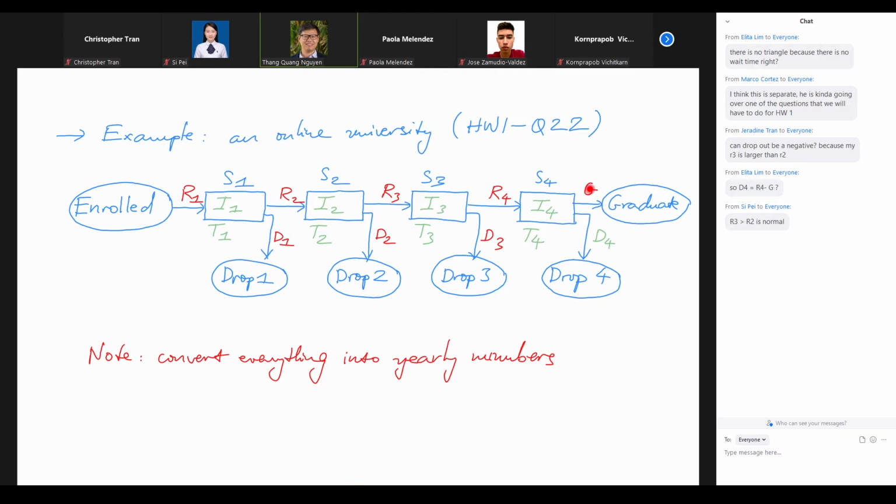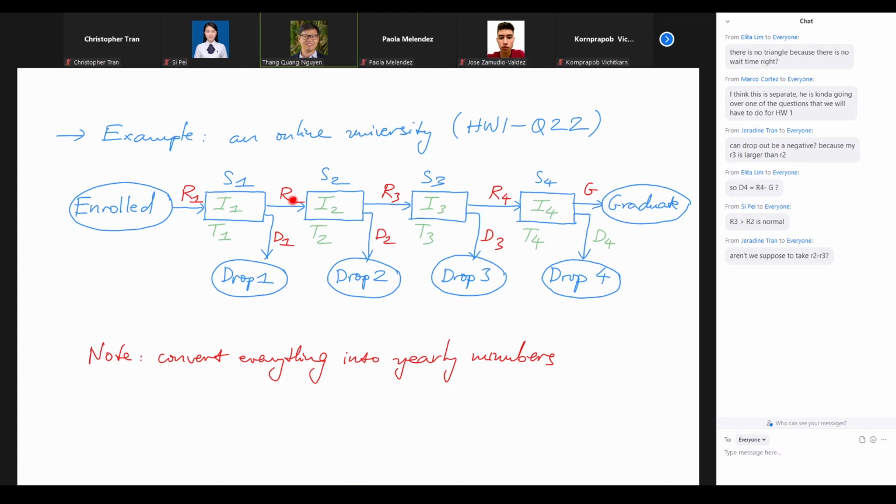Is R3 greater than R2? No. R3 has to be smaller than R2. R2 is the number of people who enter stage number 2. R3 is part of R2, who move on to stage number 3. Some of them drop out, right? So R3 has to be smaller than R2.